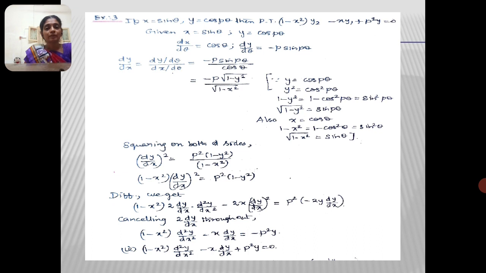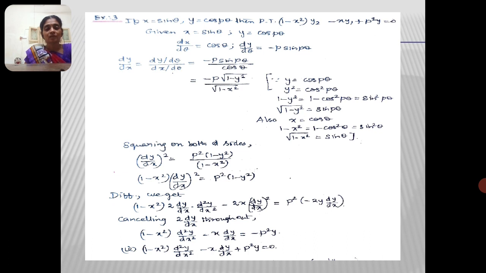Now taking square on both sides, so we can cancel the square roots in the right hand side. So squaring on both sides we get (dy/dx)² equal to p² into (1 − y²) divided by (1 − x²). On cross multiplying we arrive at (1 − x²)(dy/dx)² equal to p²(1 − y²).